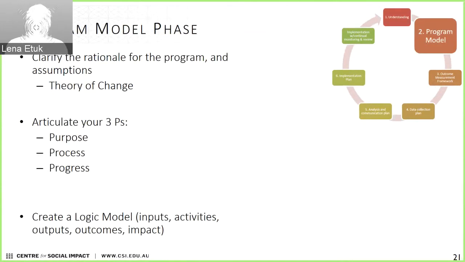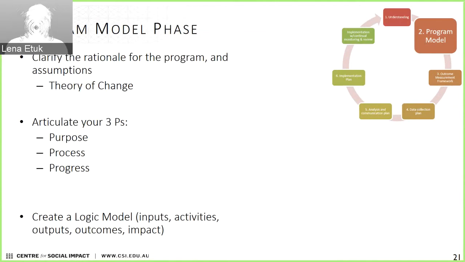So in the second phase, the program model phase, it's time to clarify the rationale for the program and identify any assumptions that you've got about why you think it will work in the way that it will. Really, that involves developing a theory of change. The theory of change is very similar to a logic model. It'll articulate what your program is doing and what the outcomes and impact you intend it to have. But it also will articulate what the context is around your program. What else is going on?